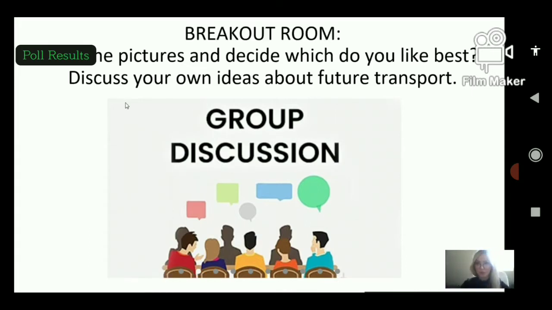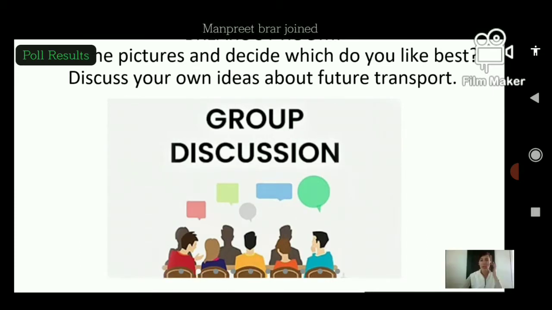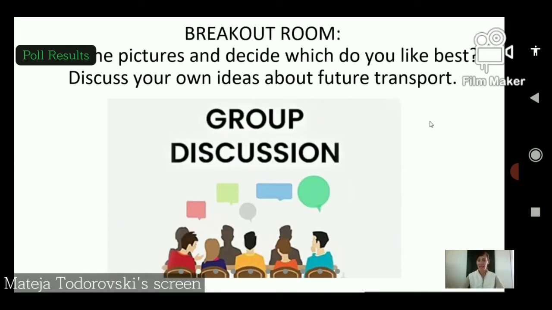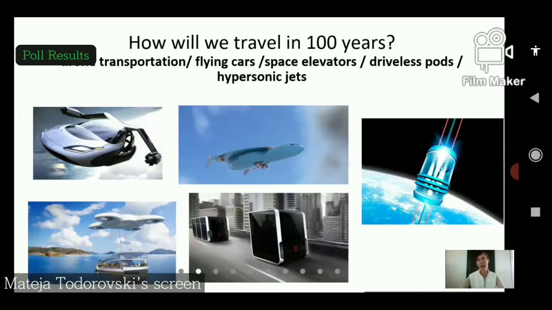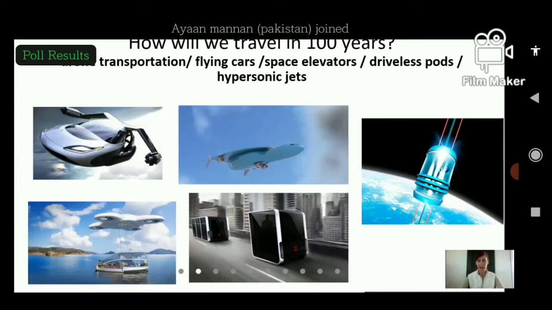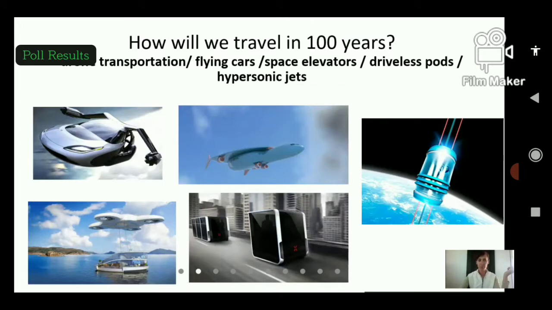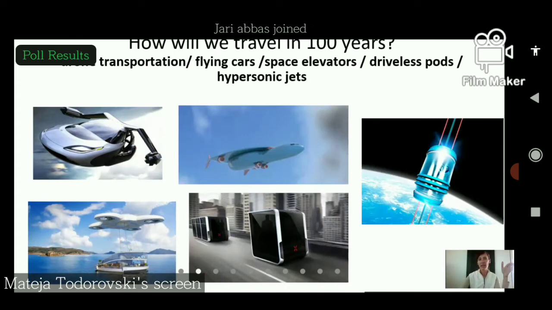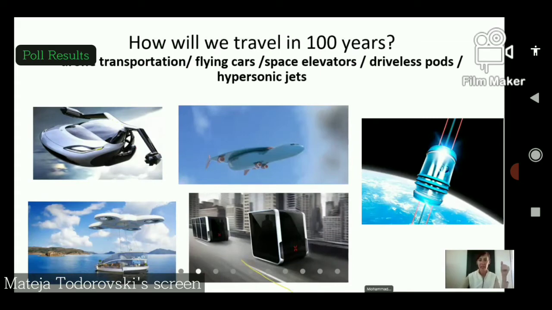You will see the pictures in breakout rooms. Like you are seeing them now on my screen, but this will be shared during breakout rooms in your room, okay? And the first task of yours will be to decide as a group how you think we will travel in 100 years. First of all, you will decide this, and once we are back in the main room, you will tell us for your room who was the winner.